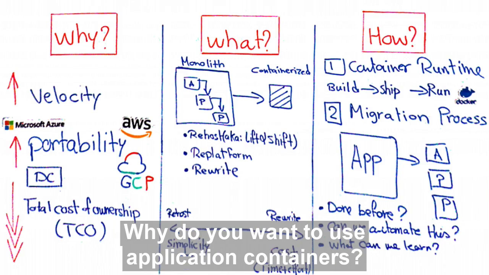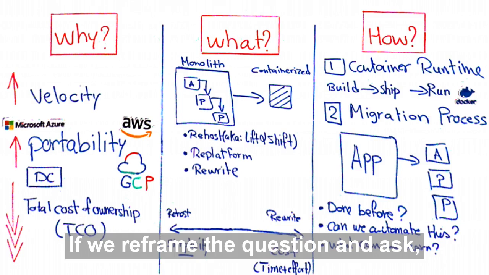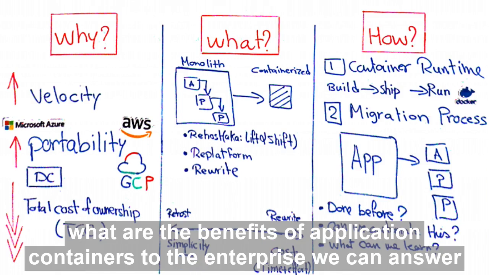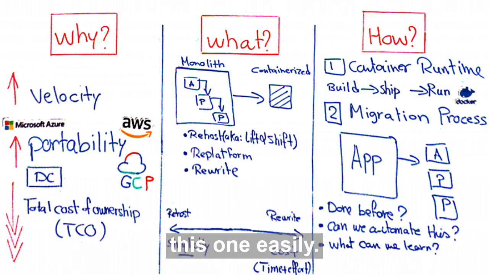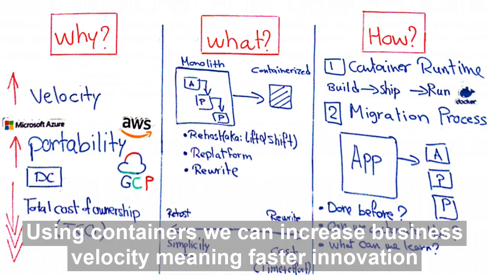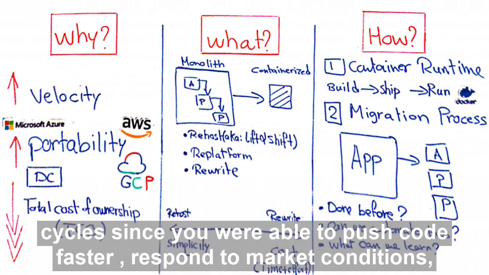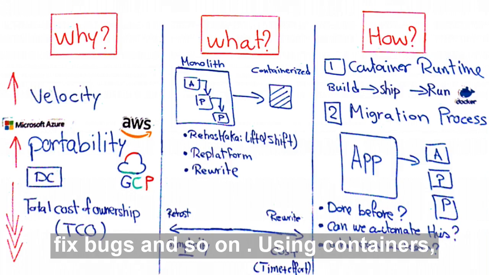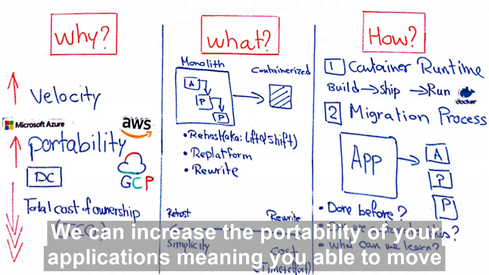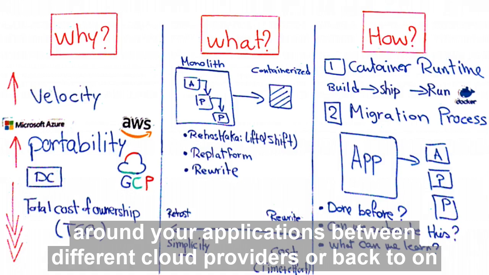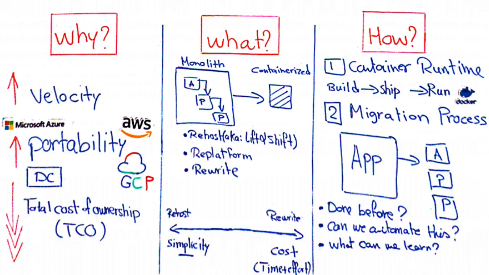Let's start with why. Why do you want to use application containers? If we reframe the question and ask what are the benefits of application containers to the enterprise, we can answer this one easily. Using containers, we can increase business velocity, meaning faster innovation cycles, since you're able to push code faster, respond to market conditions, fix bugs, and so on. Using containers, we can increase the portability of your applications, meaning you're able to move your applications between different cloud providers or back to on-premises with no vendor lock-in.